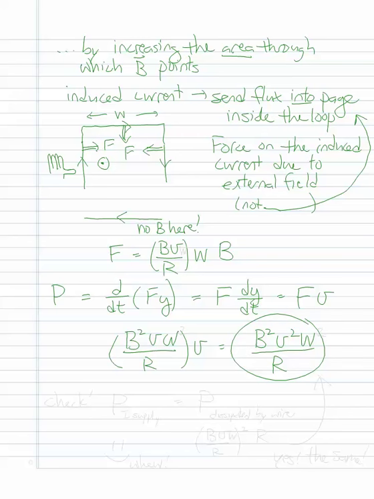And the other thing that you should check is to make sure that this power that I supply equals the power dissipated by the wire. So let's just check that. The power dissipated by the wire is going to be I squared R, and so I'm going to take I squared, that's BV over R, squared, times R.